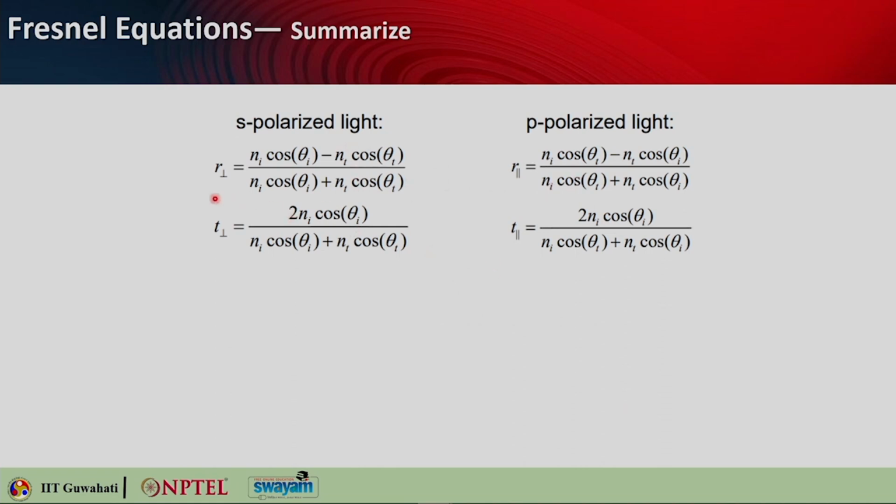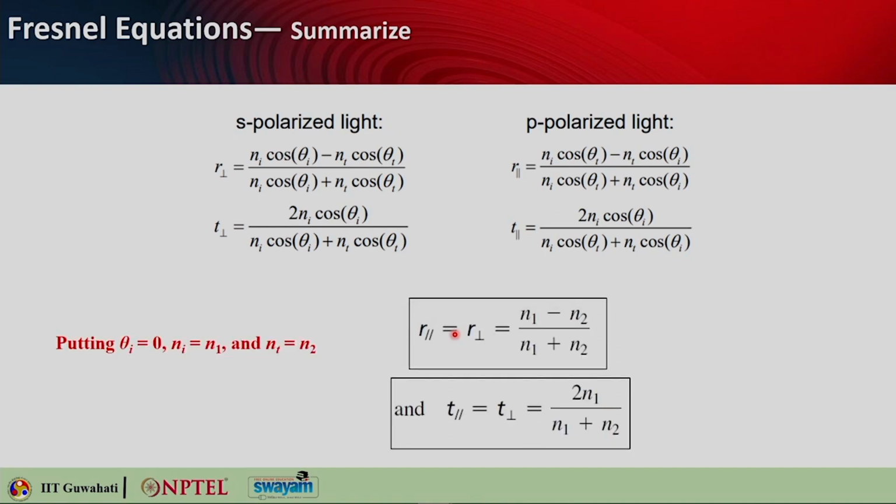So this is the reflection coefficient for perpendicular or S polarized, this is T perpendicular, this is T parallel, this is R parallel. So all these are the 4 equations that will tell you the reflection and transmission for S or P polarized light. Well and good. Now if the light is normally incident, that is your theta I equals 0.